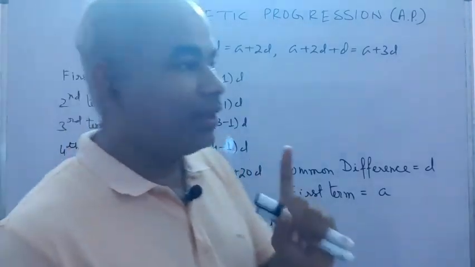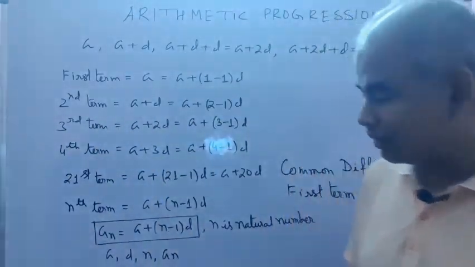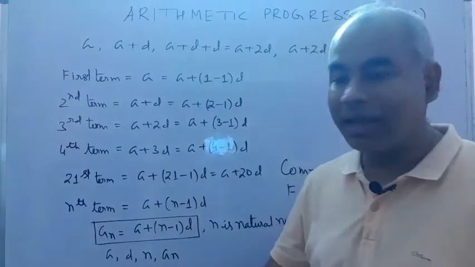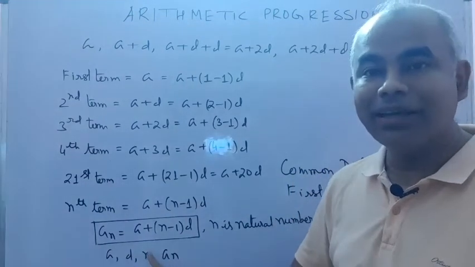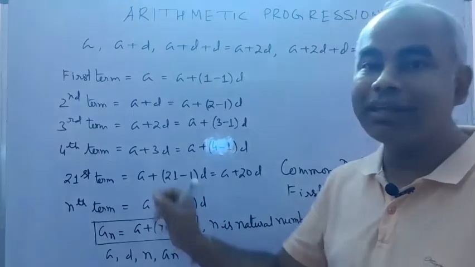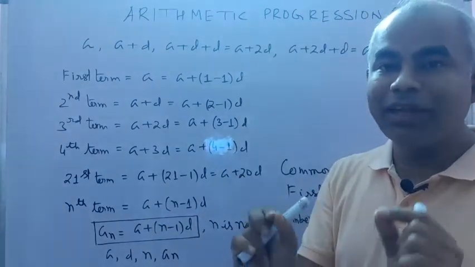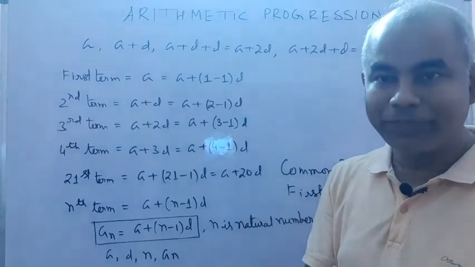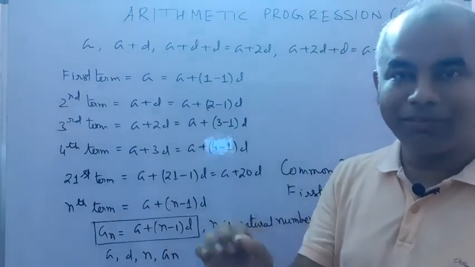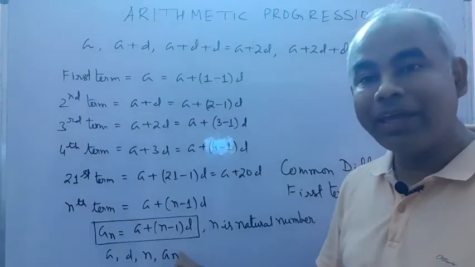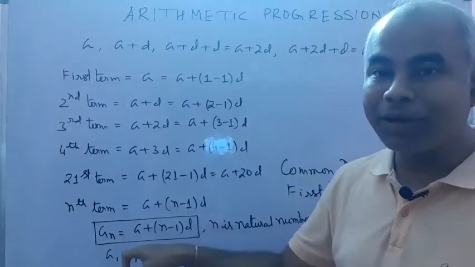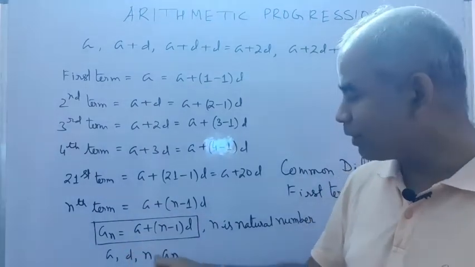Now here there is a confusion generally among the students regarding n and an. See, n is the position and an is the term in that position. You can assume it like your roll number and your name. Suppose your roll number is 20 but your name is not 20. So n means the roll number and an is the student name of that particular roll number.